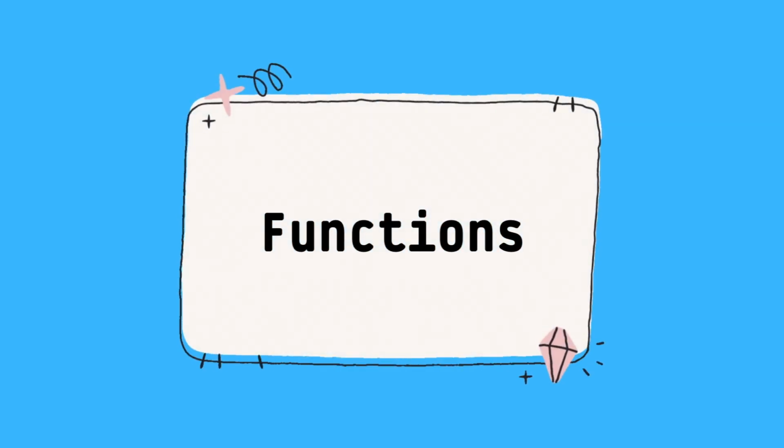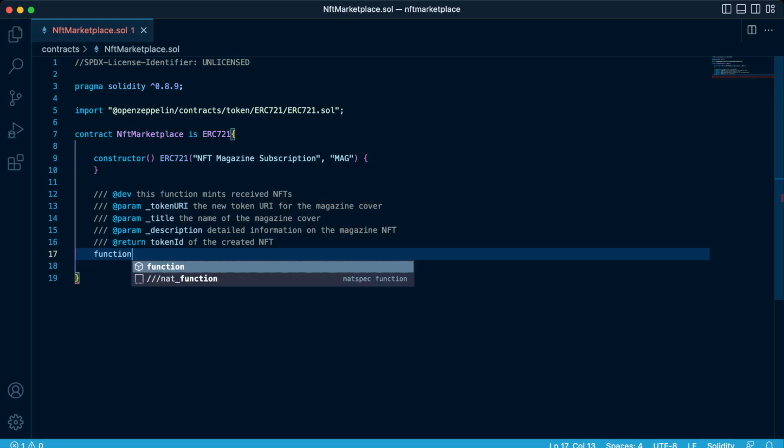And to define a function, use the function keyword, followed by a unique name. Functions should use mixed case. So should the arguments themselves, and specify the parameter types and names. A common convention is to use an underscore as a prefix for the parameter names to distinguish them from the state variables. We'll give it the name createNFT.